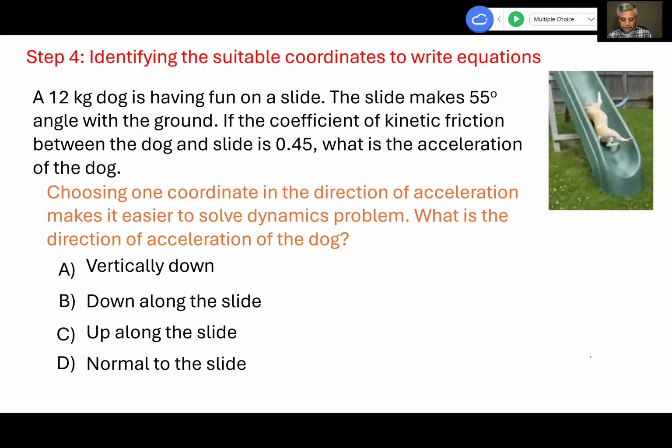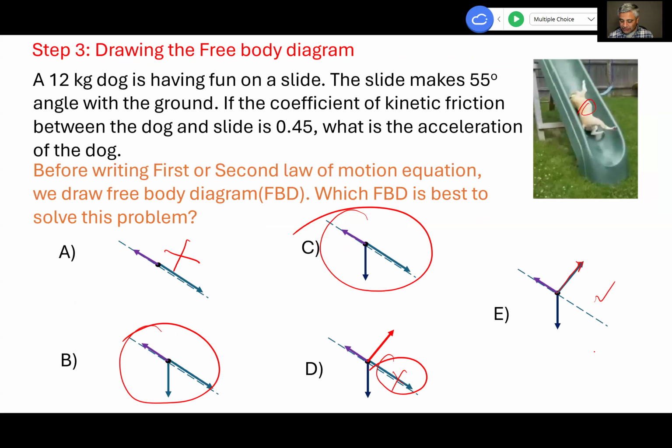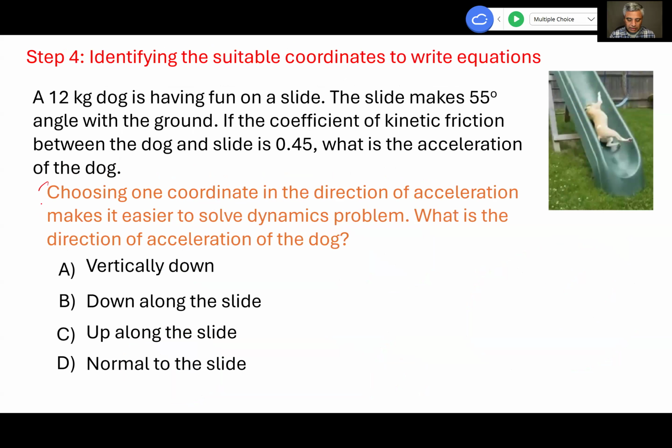Okay, so now, once we have something like this, we need to choose a suitable axis, one suitable axis. Once we choose one axis, the other one is always perpendicular, no matter how you choose it, okay? So for that, I am giving you some clue here. Choosing one axis in the direction of acceleration makes it easier to solve a dynamics problem, okay? So what is the direction of acceleration of the dog in this case then?